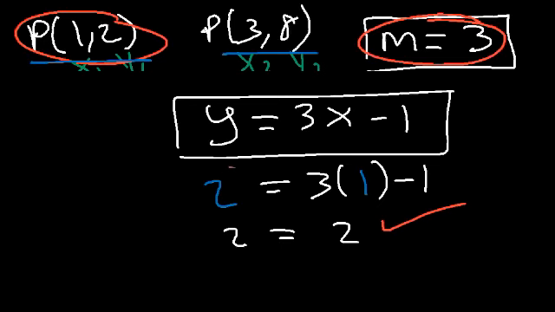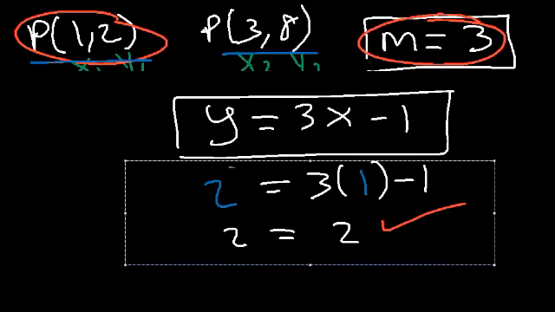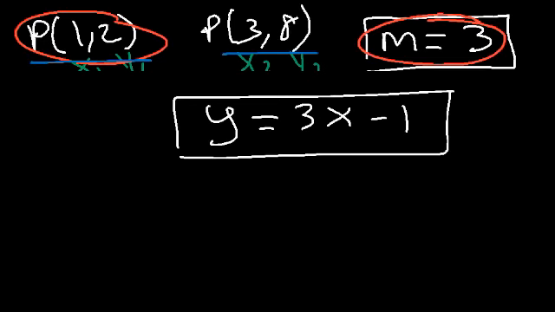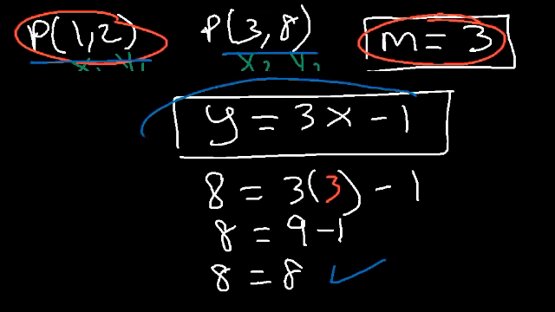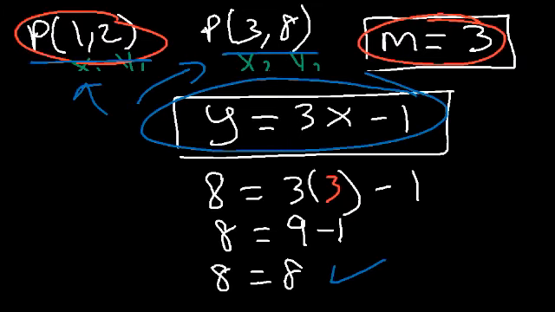Now let's check the other point. So let's replace y with 8 and x with 3. 3 times 3 is 9, and 9 minus 1 is 8. So this works too. Therefore, this is the correct equation because it contains both of the 2 points.